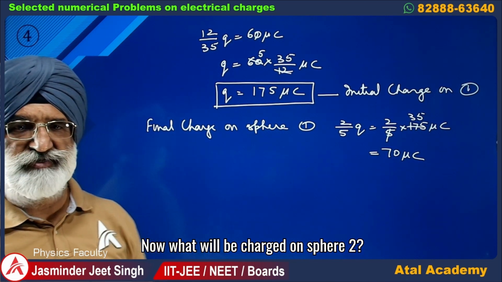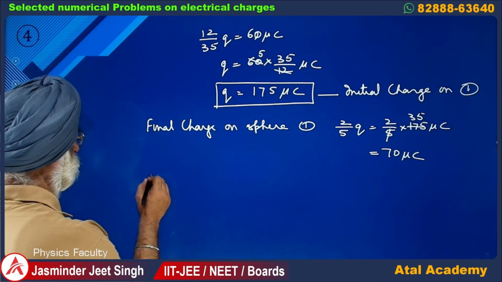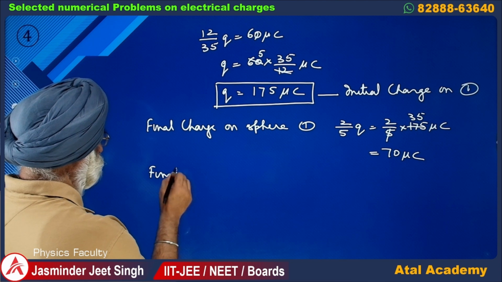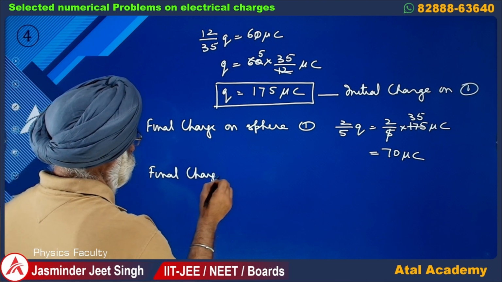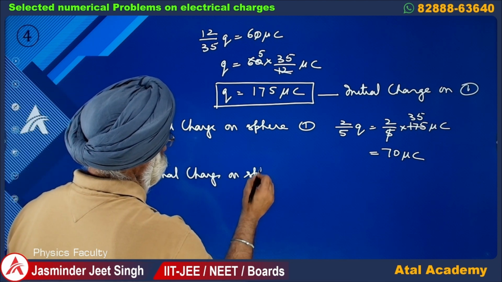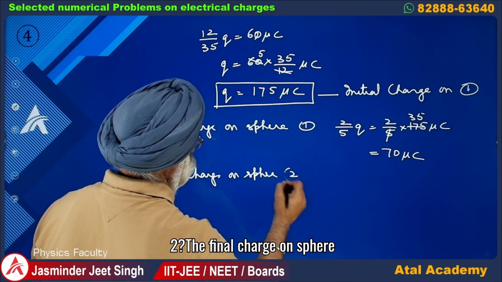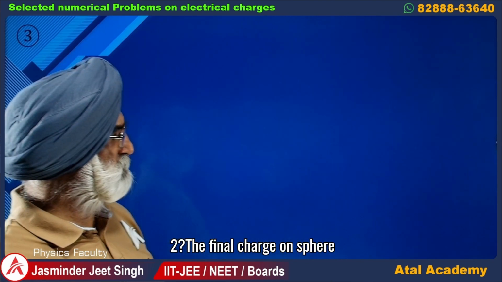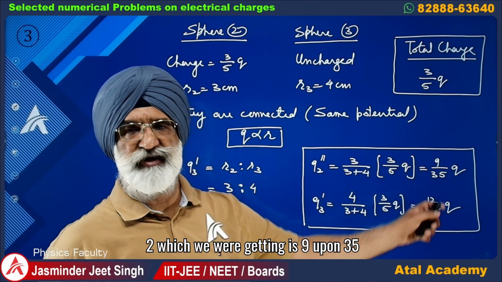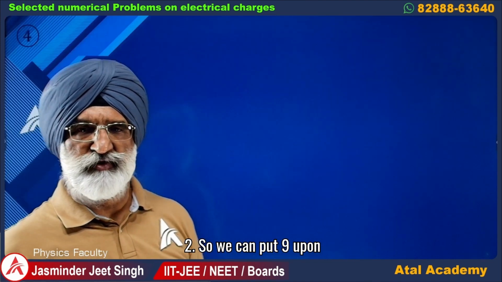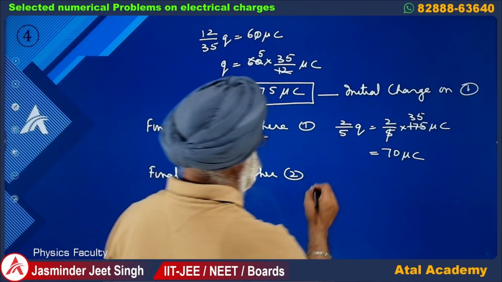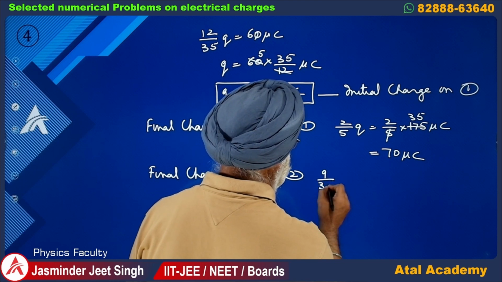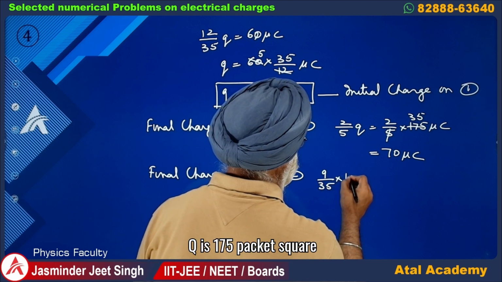Now what will be the final charge on sphere 2? The final charge on sphere 2 which we were getting is 9 upon 35 q. So we can put 9 upon 35, and q is 175 microcoulomb.